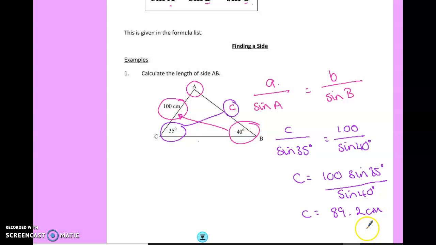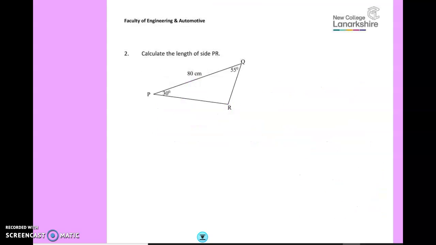In any triangle, the angles and the sides are all in ratio to each other. So this is an angle of 40 degrees and a side of 100. Our angle is slightly smaller, 35 rather than 40, so I would expect c to be slightly smaller than the 100. It just gives you a wee check of whether or not you've got it correct. Okay, let's try the next one.